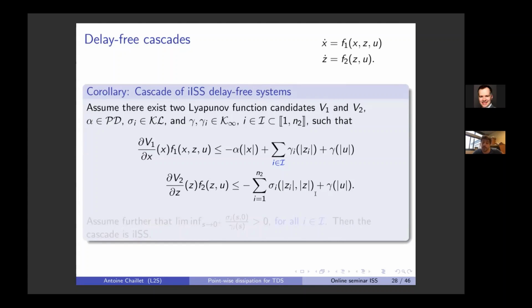Here I just assume integral ISS. Here I allow a KL dissipation because once again, it can be useful when you deal with Lyapunov functions in terms of logarithm of 1 plus something. So that's why I allow a KL dissipation. And I have a similar growth rate condition: the dissipation rate of the driving subsystem needs to dominate the input rate of the driven subsystem, but once again, only for the terms that actually appear in the computation of V1. You don't care about the other terms. And so you get integral ISS also in a delay-independent context.